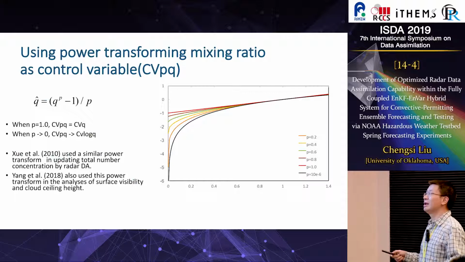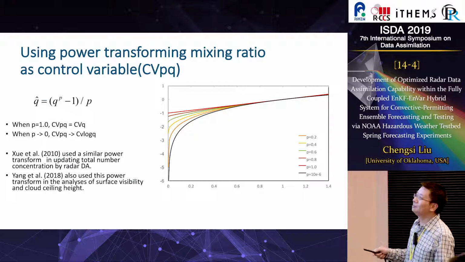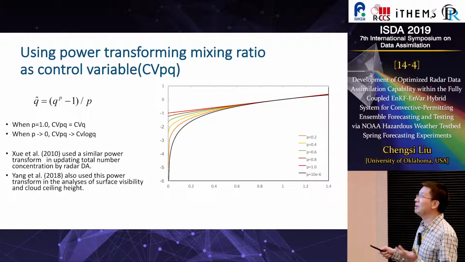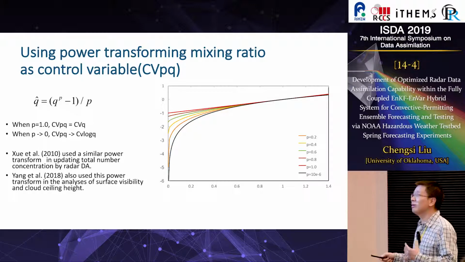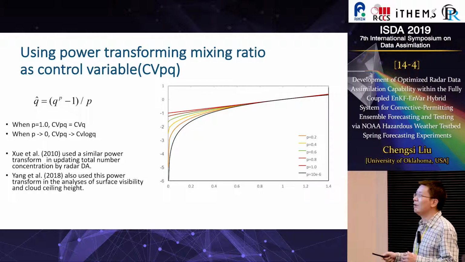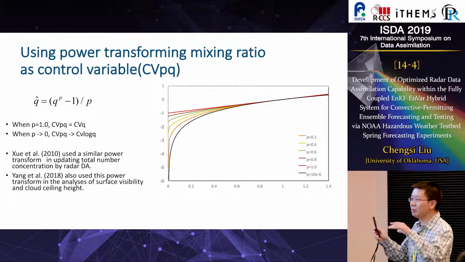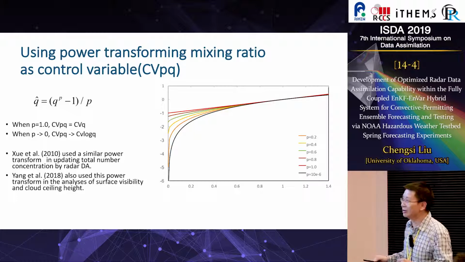Okay, this is the power transform. We use this power function to transform the mixing ratio. Why do we use it? Because we found CVQ has some problem, and CV log Q also has the imbalance problem. So we wanted to figure out whether we can do some relaxation between CVQ and CV log Q.